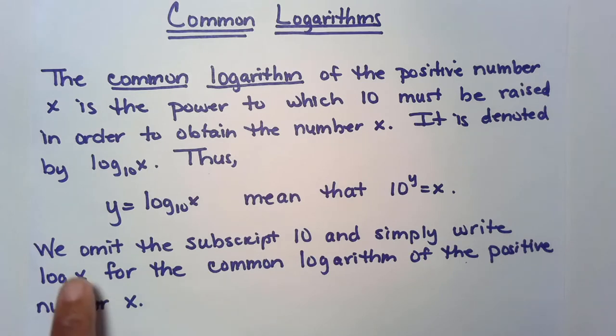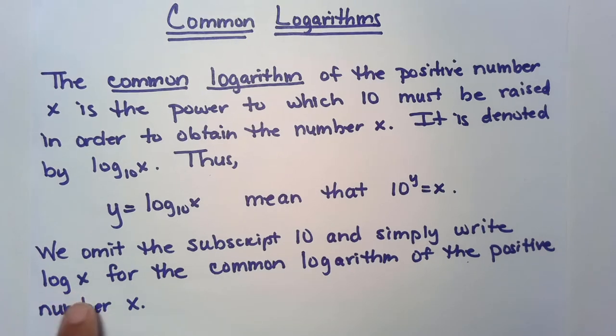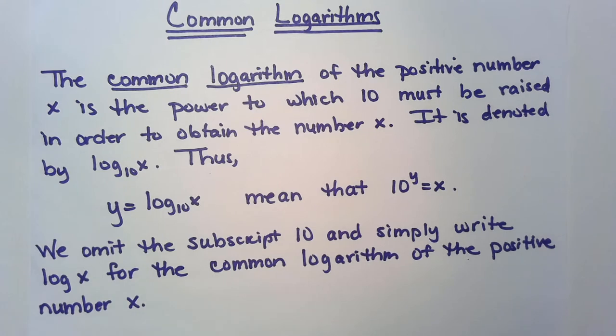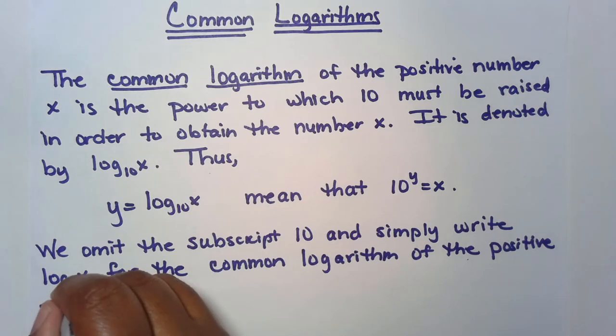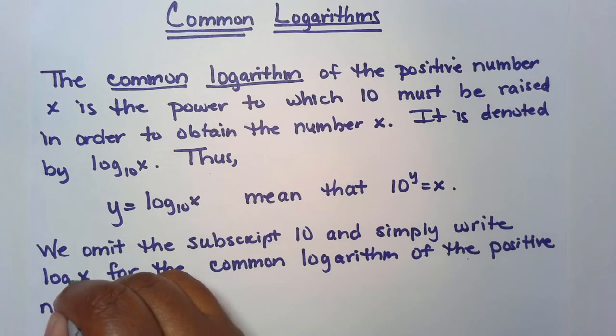Okay, it says we omit the subscript 10 and simply write log of x for the common logarithm of the positive number x. So what this is saying here, and I know I said this in a previous video, is that whenever there isn't a base shown, when you do not see a base, it is understood to be base 10. Okay, base 10.